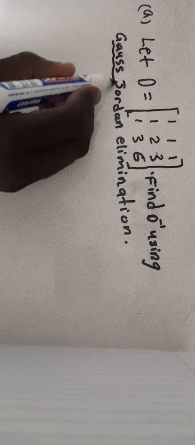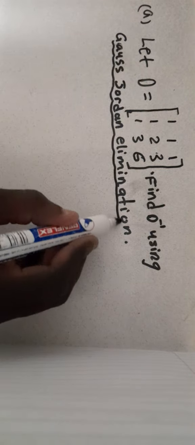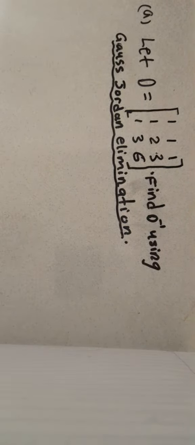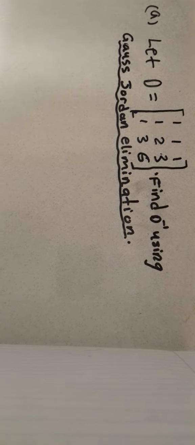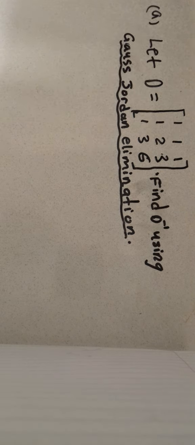You know that when you use Gauss-Jordan elimination, you use elementary row operations. Firstly, you can interchange rows. You can multiply a row with a constant, and you can add a multiple of one row to another row.